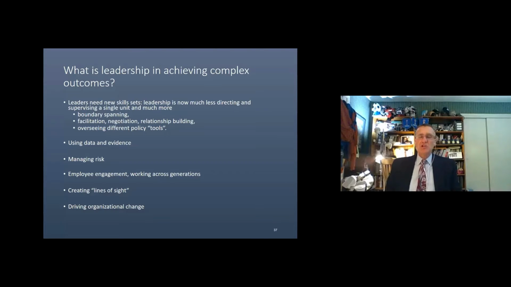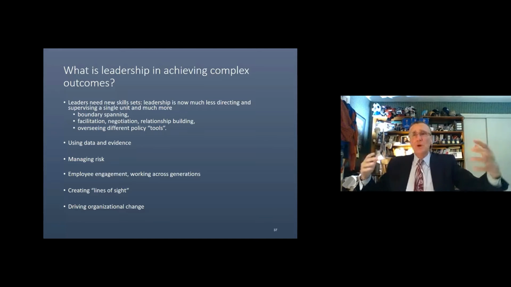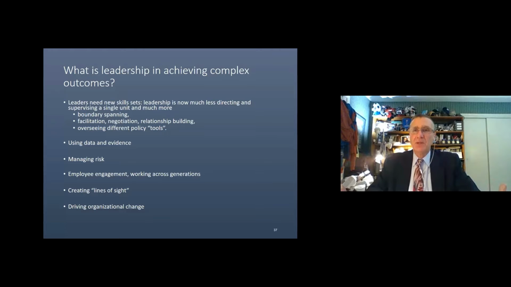Fourth, it's making sure that we have employee engagement and, increasingly, working across generations. The younger people coming in have different points of view, different assumptions of what the public service will be about, and even of what is entailed in the public service. When I came in, public service meant government. Now it certainly means government, but it also means much of the NGO sector would consider themselves part of the broader public service.